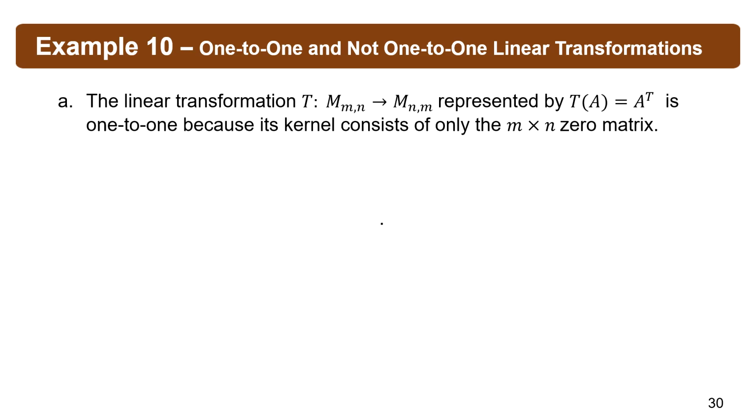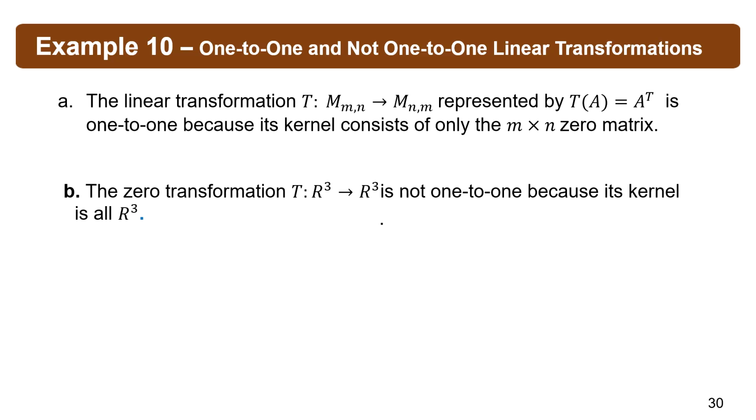The linear transformation of this one is the matrix, no? Actually the transpose, again, no? Because the M and the N interchange, it is one-to-one, no? Because the kernel consists of only the M by N zero matrix.